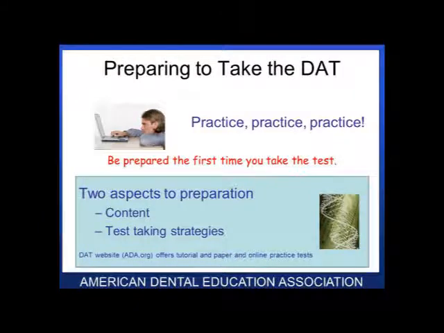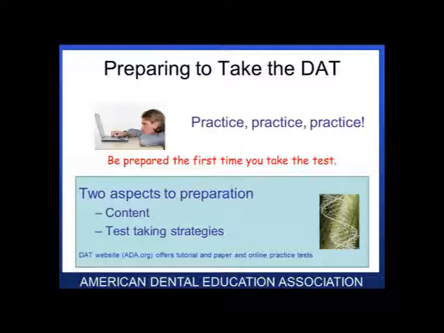Probably the number one question I receive is how best to prepare for the DAT. And there's a pretty straightforward answer. Practice, practice, practice. I consider that there are 2 aspects of test preparation. First, reviewing and becoming familiar with the test content. And second, practice taking tests in a timed format.